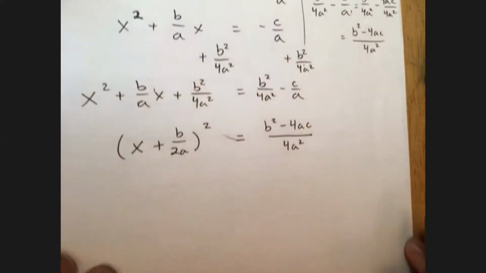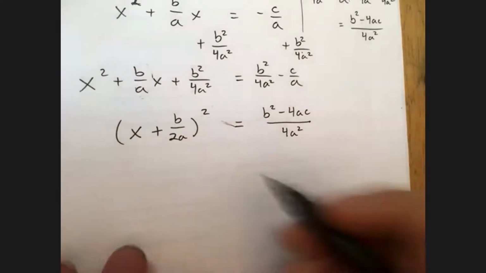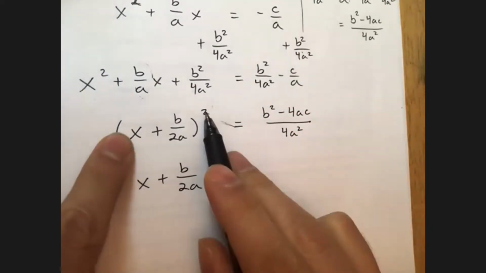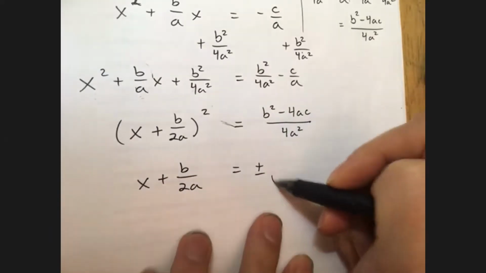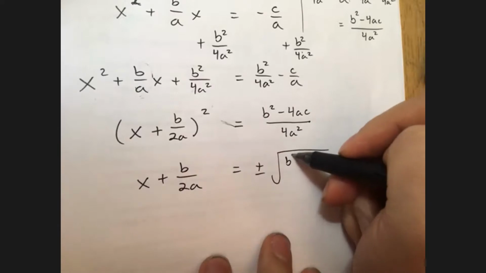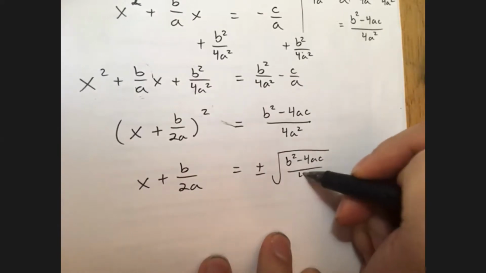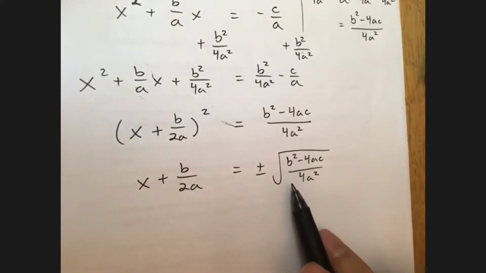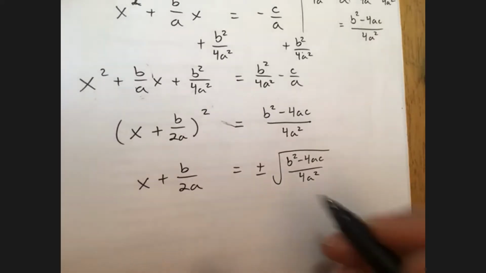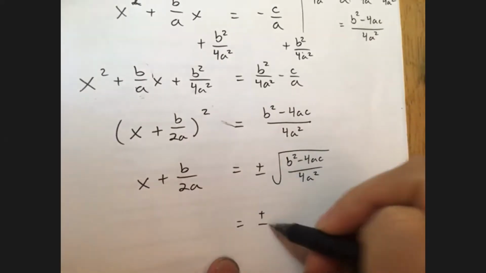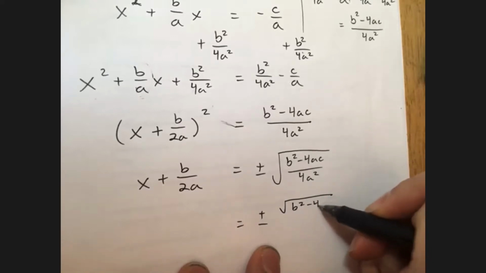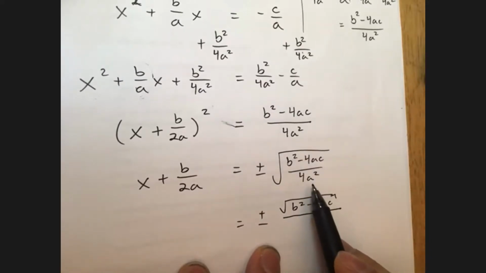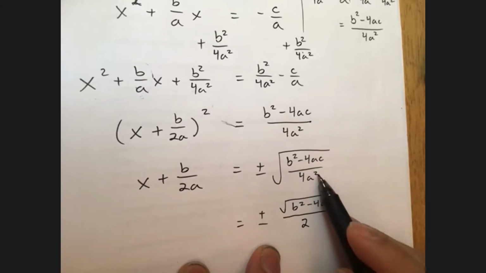Okay. So now we use the square root property. It says that x plus b over 2a, the thing that was squared, is equal to plus or minus the square root of this stuff. But when you take the square root of a fraction, you can take the square root of the numerator and denominator separately. So that's equal to plus or minus the square root of b squared minus 4ac divided by the square root of the bottom. What's the square root of the bottom? Well, the square root of 4 is 2. The square root of a squared is a.